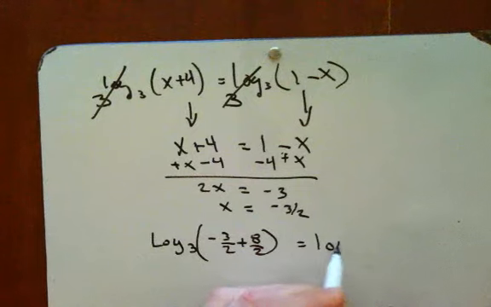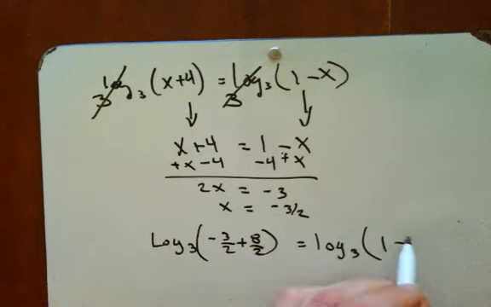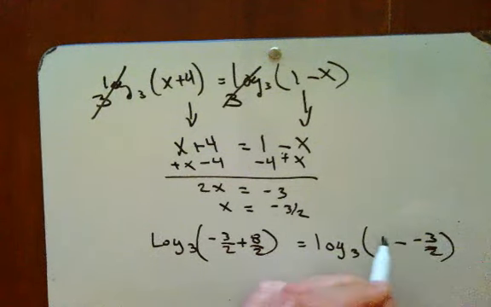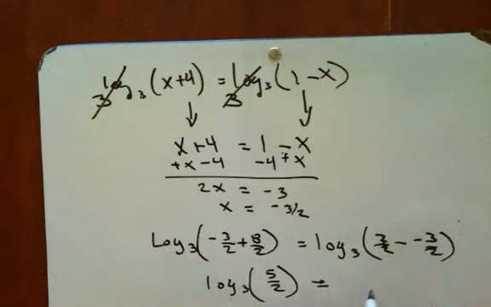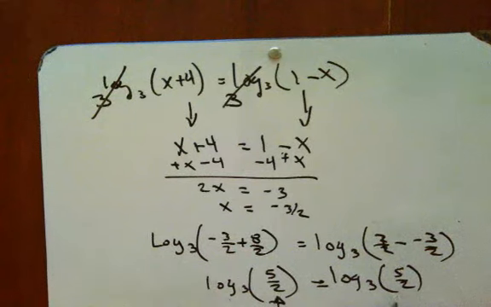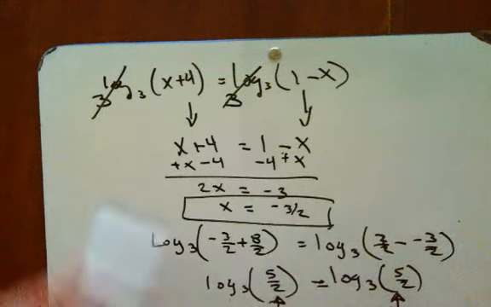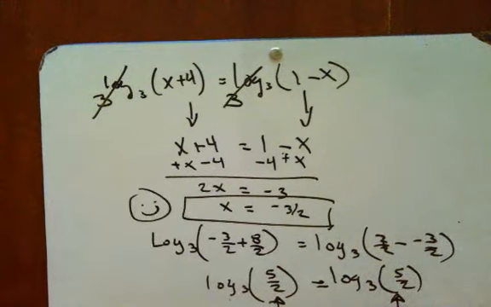What happens when we plug this negative 3 halves into both of these terms? Well, on the left-hand side, I've got log base 3 of negative 3 halves plus 4. 4 is 8 halves. And on the right-hand side, I have log base 3 of 1 minus a minus 3 halves. Well, 1 is the same as 2 halves. So on the left-hand side, I've got log base 3 of 5 halves. And on the right-hand side, 2 minus a minus 3 is 2 plus 3. And so I'm going to have log base 3 of 5 halves over here.